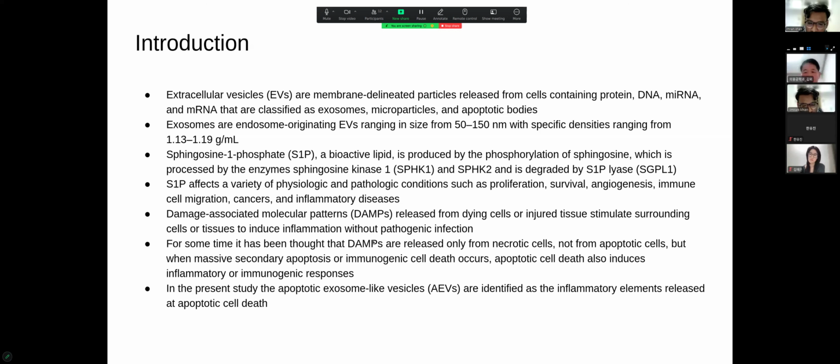Damage-associated molecular patterns are released from dying cells or tissue, which stimulate inflammation in the surrounding. As I said earlier, it was believed that DAMPs are only released from necrotic cells, but when there is a massive secondary apoptosis, apoptotic cells can also release damage-associated molecular patterns and cause an inflammatory or immunogenic response. In this study, apoptotic exosome-like vesicles are identified as inflammatory elements released at apoptotic cell death.